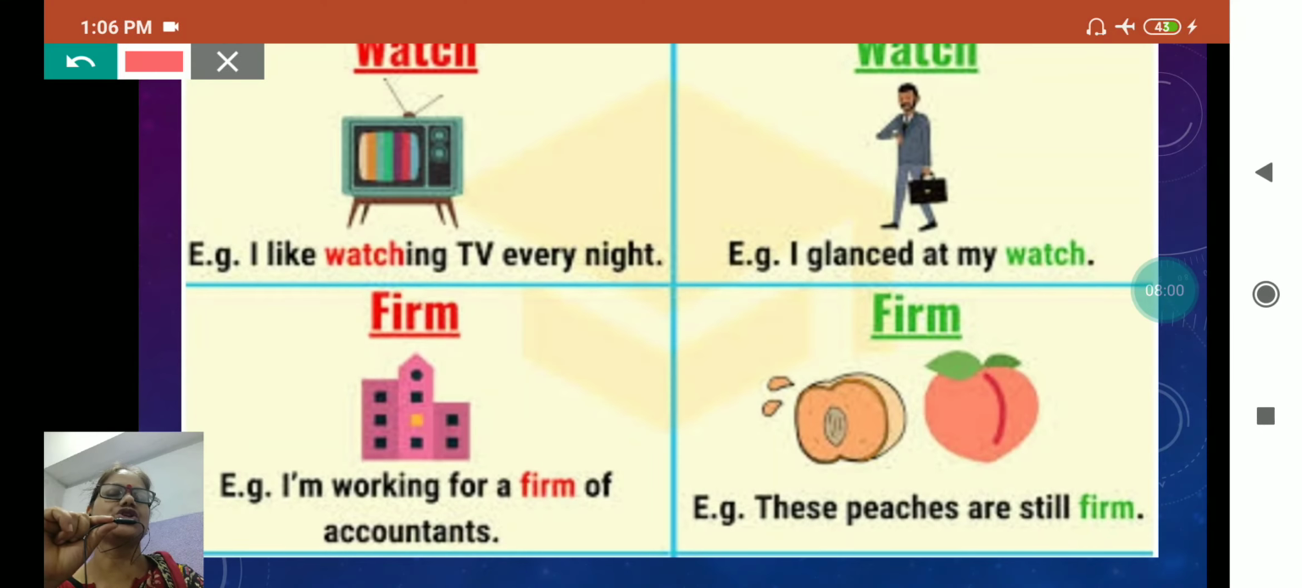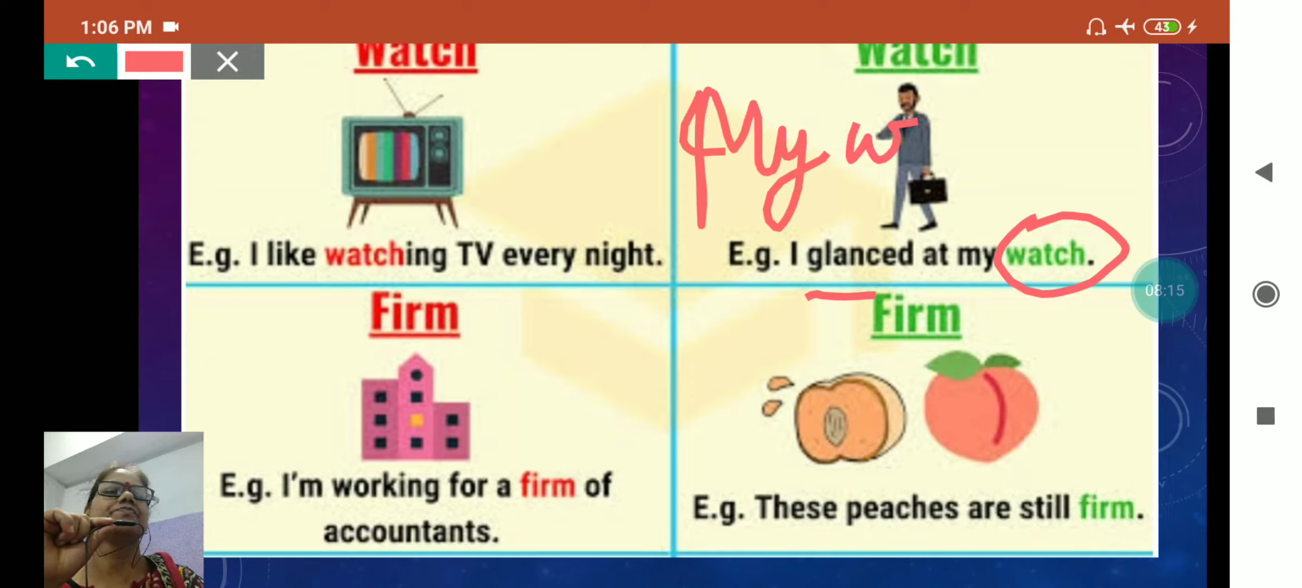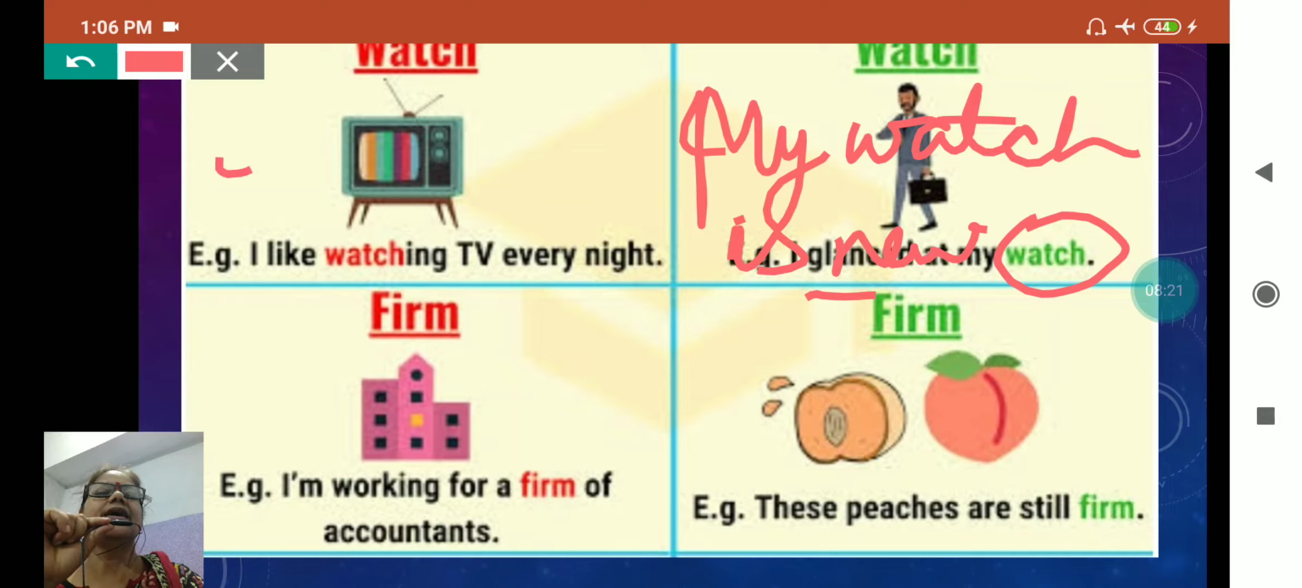Here see both the watch. I like to watch news means something different, and I glanced at my watch means I looked at my watch. Or I can write, my watch is new. My watch is new. And I watch news channel.